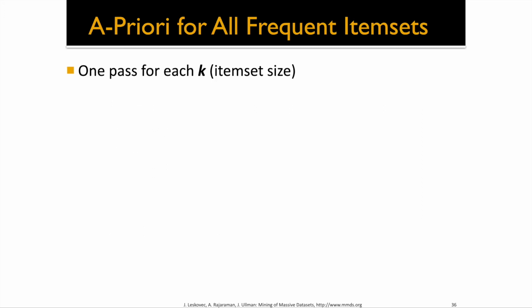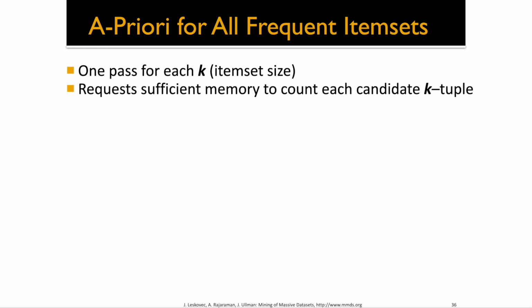So what does this mean? That means for each subsequent size of item set, or each k, we have to add an additional pass to the a priori algorithm. And as long as we have sufficient memory to count these candidate k tuples, then we're good to go.